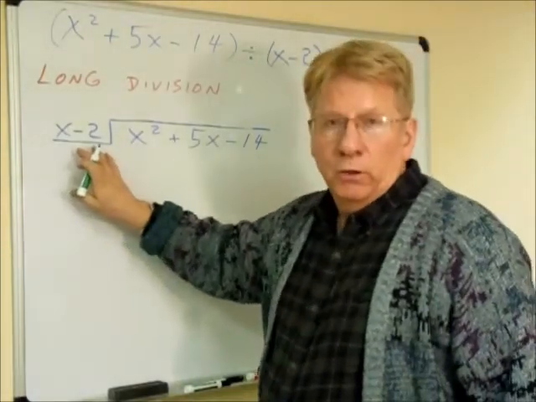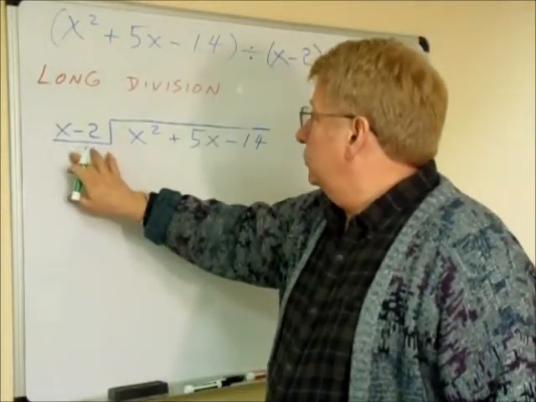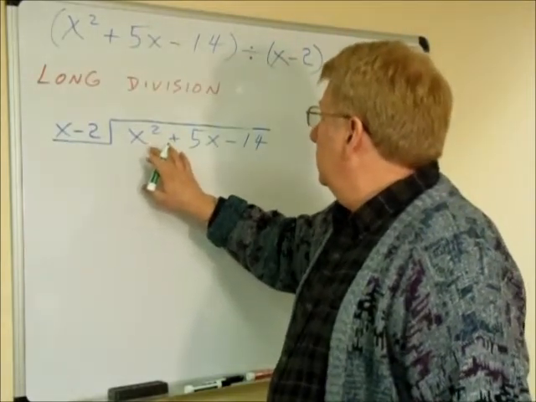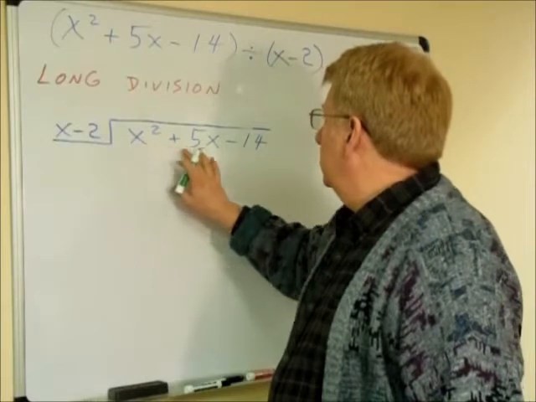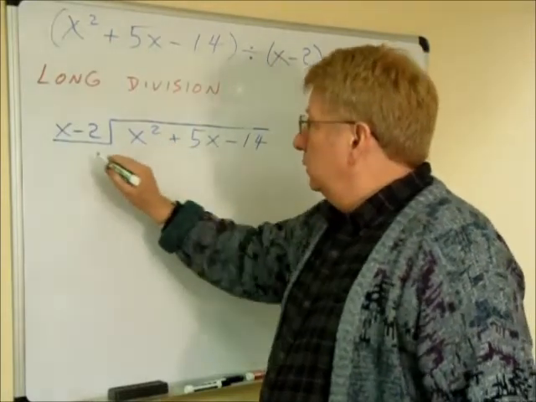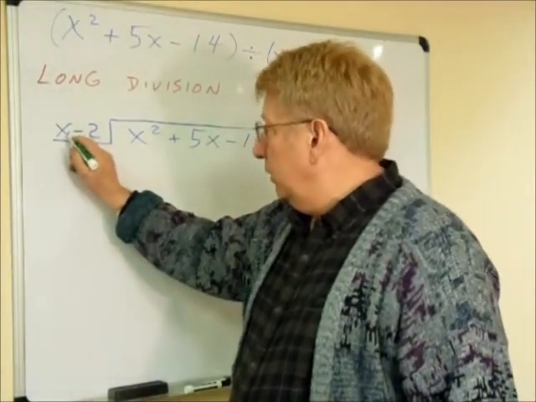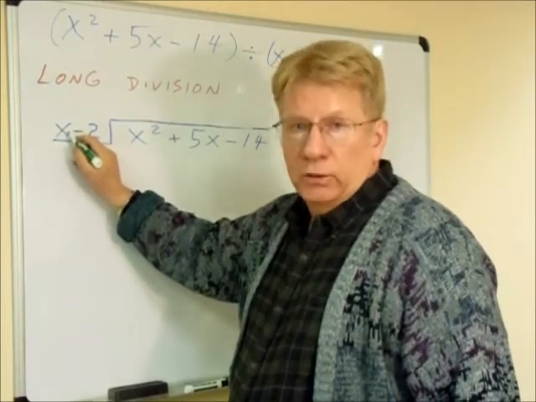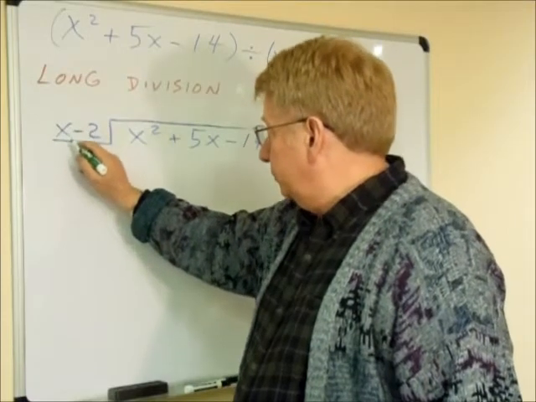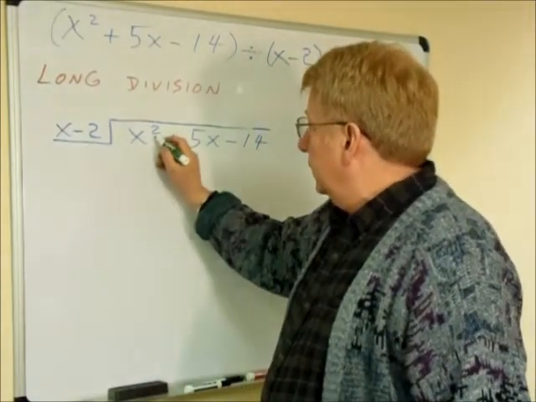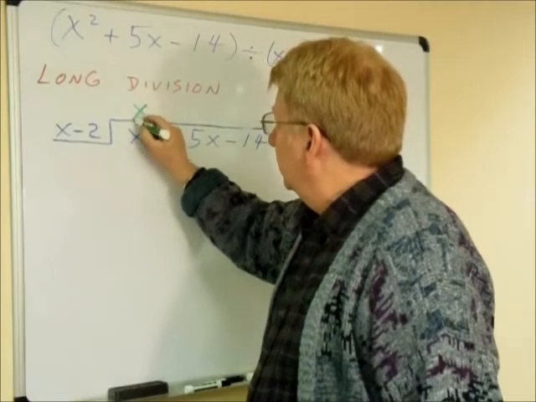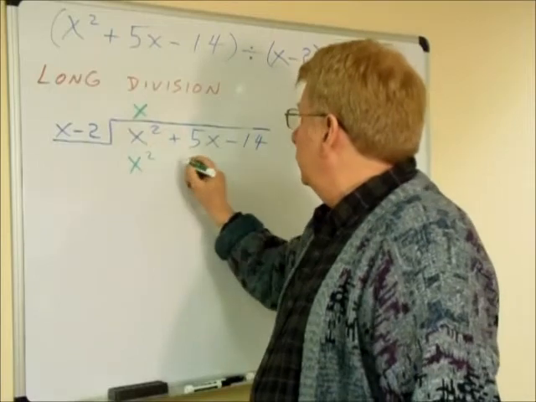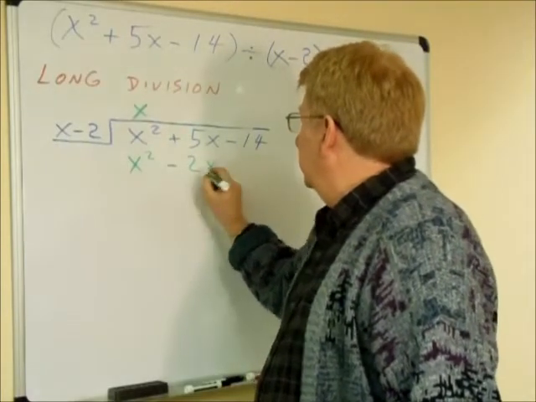So I set it up this way for long division. X minus 2 here, and then the polynomial x squared plus 5x minus 14. So we take the variable with the highest exponent term, x to the 1. So x into this term, x squared, gives us x. X times x is x squared. X times minus 2 is minus 2x.